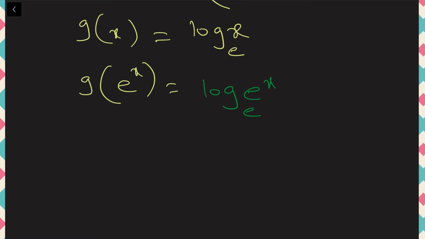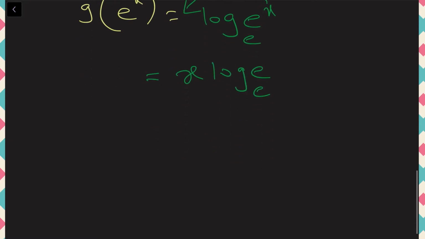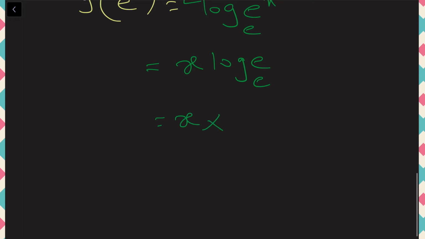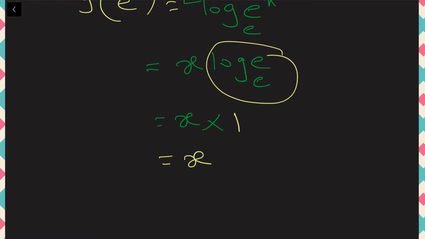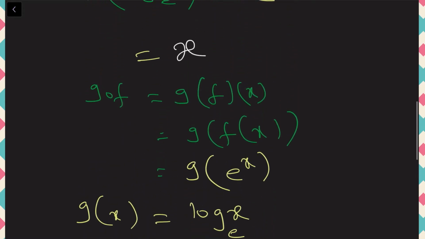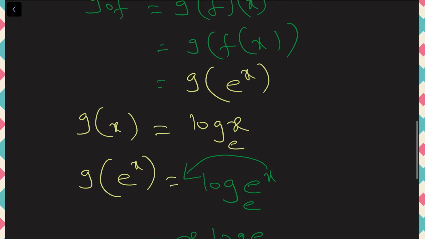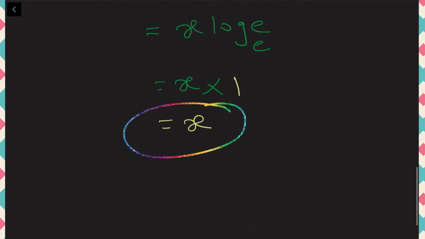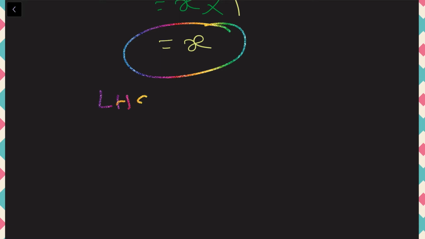In logarithms, if a power is there on the main number, that power will come to the front as it is. So it will become x times log e base e. The value of log e base e is 1, so we are left with x. Now let us check the values of LHS as well as RHS. The LHS value is x, and the RHS value is also x, so we can conclude LHS is equal to RHS. That is nothing but f of g is equal to g of f, hence proved.